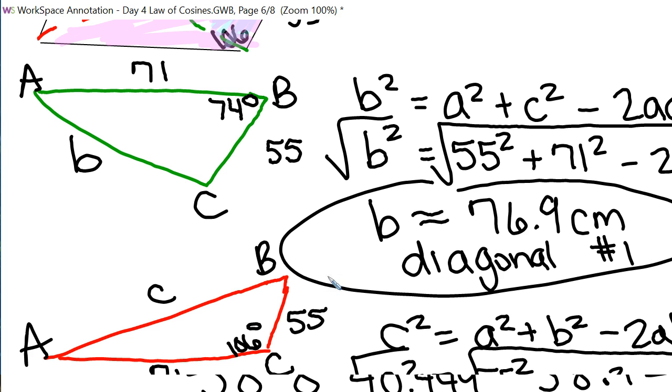Yes? Never mind, no. Okay. I mean, you can use the other triangle as well, right? Yes, you can use the other triangle. Yeah. I just mentioned it.